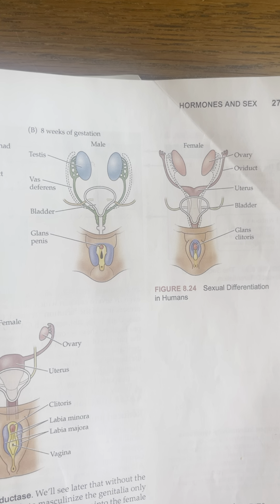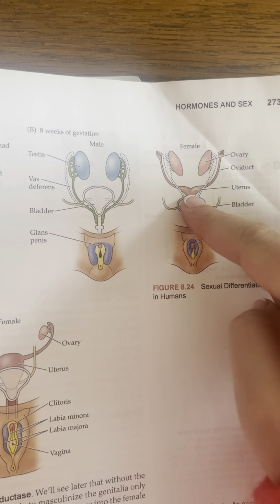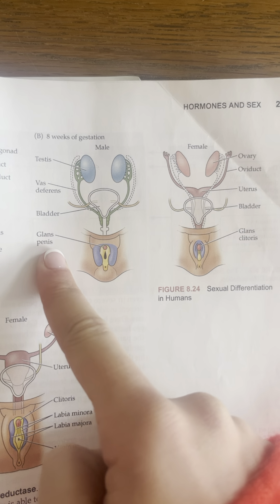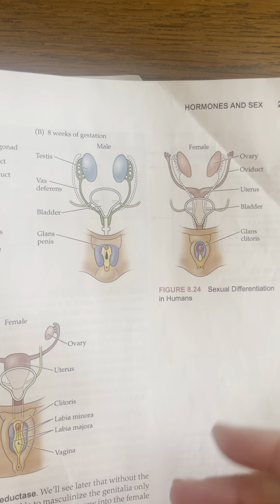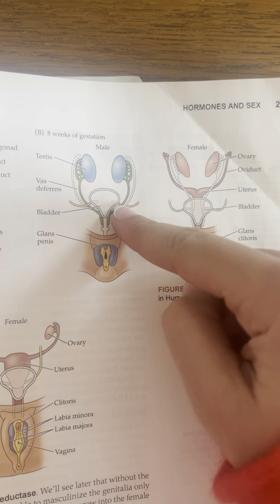which, if you can remember, the female duct is called the Müllerian duct. The anti-Müllerian hormone is going to be just what it sounds. It's going to cause the Müllerian duct to regress. It's an anti-hormone, so it's going to get rid of that female duct here.